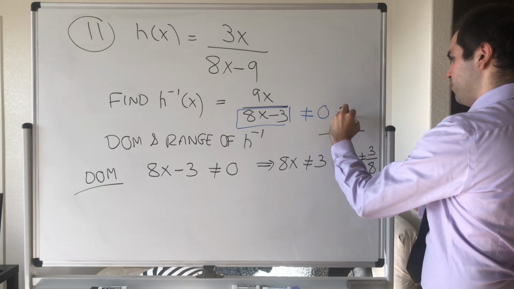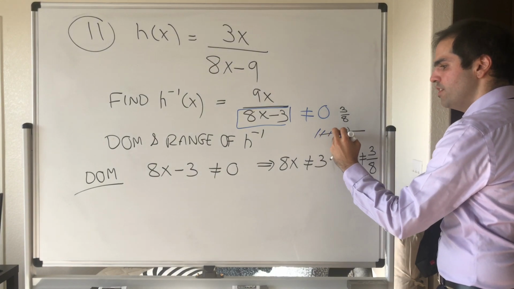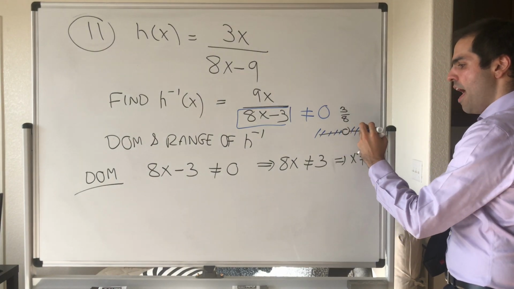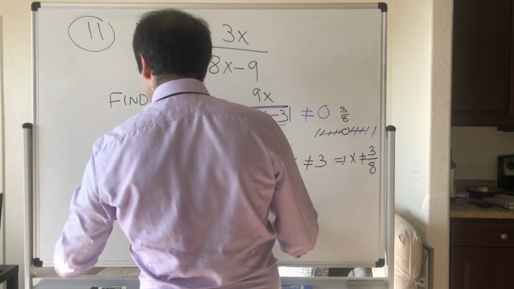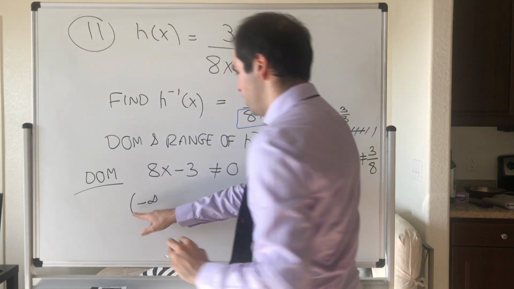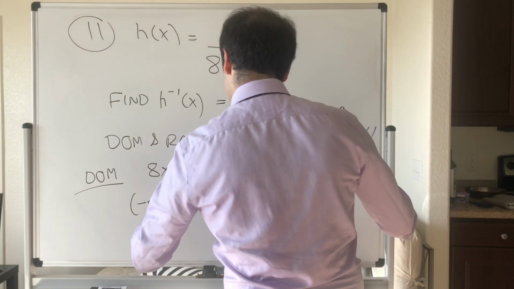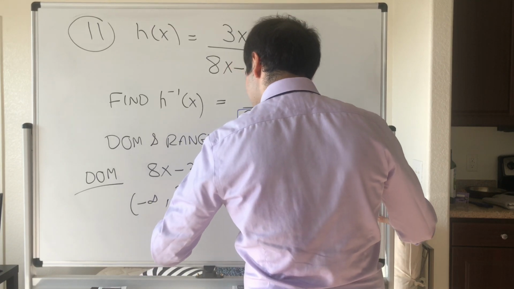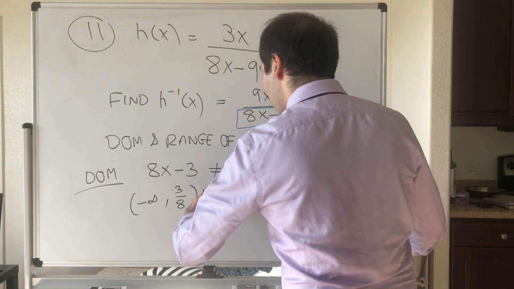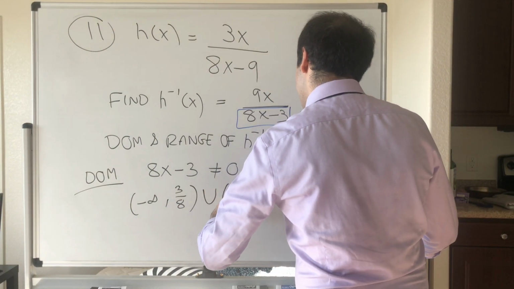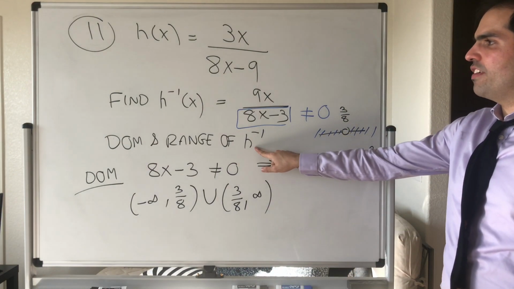Kind of like this. So in other words, it's just the interval minus infinity up to 3/8 and 3/8 up to infinity. So the way you write this is minus infinity, again, parenthesis because you excluded, and then 3/8. Again, and since you want to say both pieces, you write or this union, and then 3/8 comma infinity. So that's the domain of h inverse.